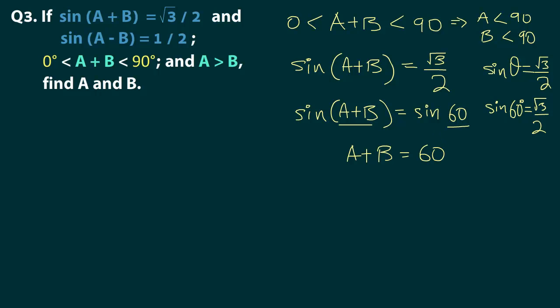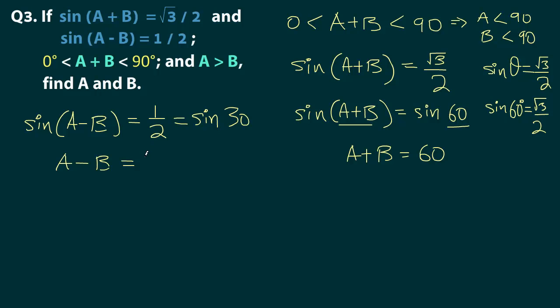Now let's take a look at what we can find out from the second equation. So sine of A minus B is equal to 1 by 2. Can we think of any value of sine of any angle which is equal to 1 by 2? And the answer is yes. Sine 30 is 1 by 2. And this is where we really have to memorize those trigonometric ratios of the standard angles. So from here we can say then A minus B is equal to 30.